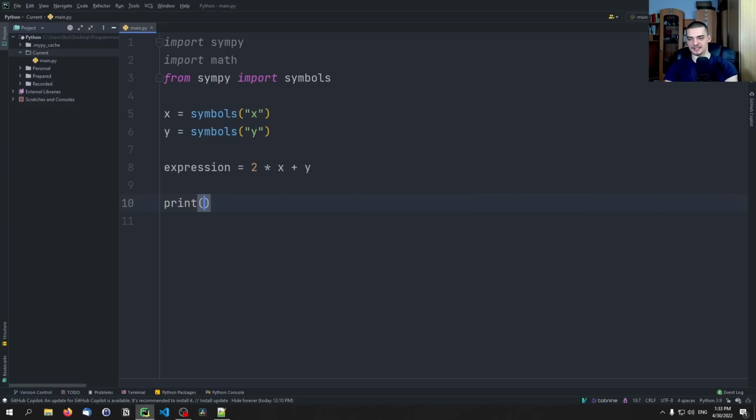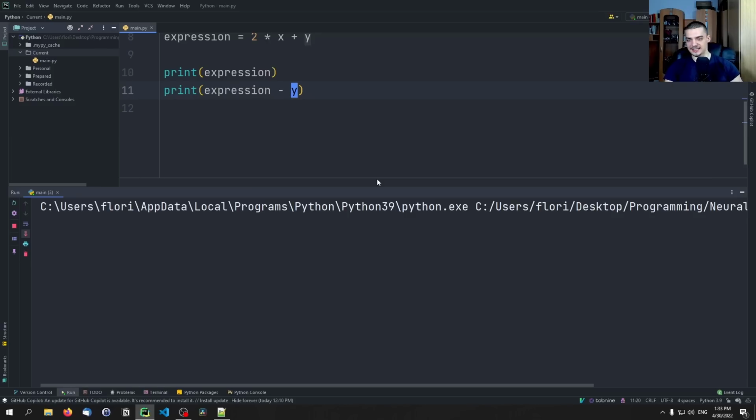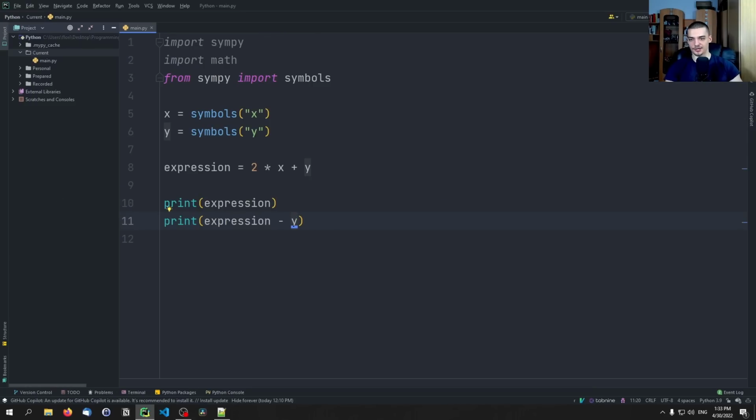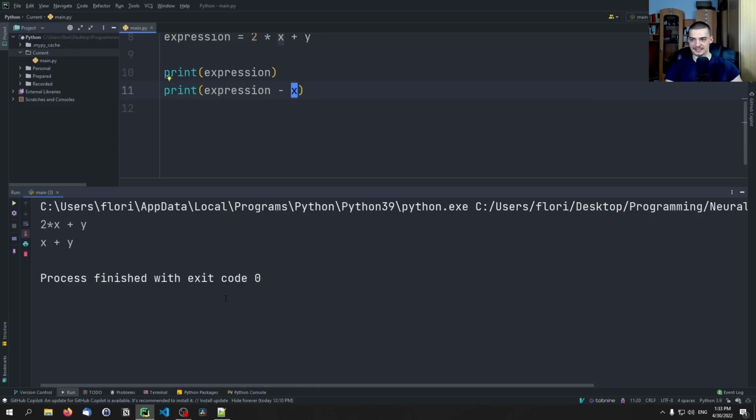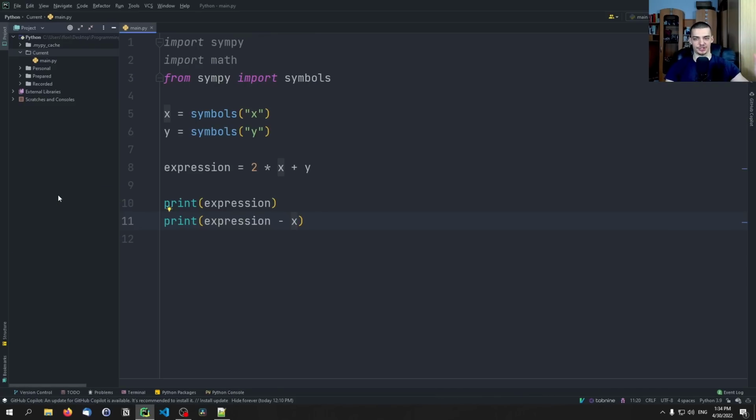And you can see that this is the case because I can now say expression, and I can also say expression minus y. And then you can see that this will give me the full expression, and this here will remove y from the expression here. And I can also do the same thing with x, and you're going to see that in this case it removes the 2, because if I have 2 times x plus y and I remove an x, I only have 1x. So SymPy actually understands what is happening.